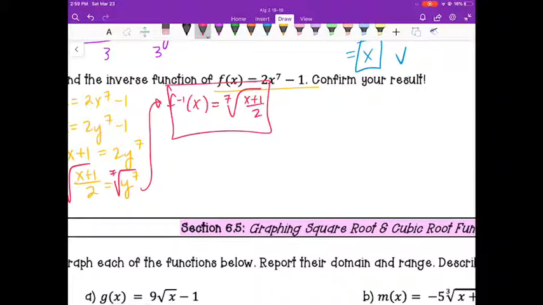And again, as I confirm, I have f of f inverse, and that just gets me x. You would want to show your work. And then f inverse of f, I just get x. We're A-okay.